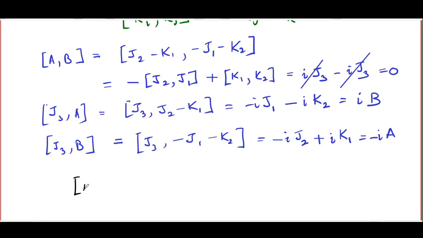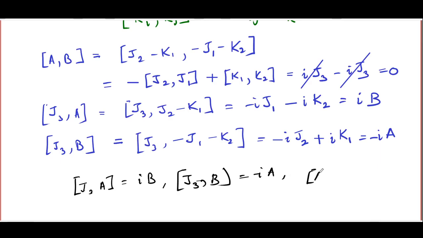The commutation relations are given by J3, commutator with A is IB. J3 commutator with B is minus IA, and A and B commute.